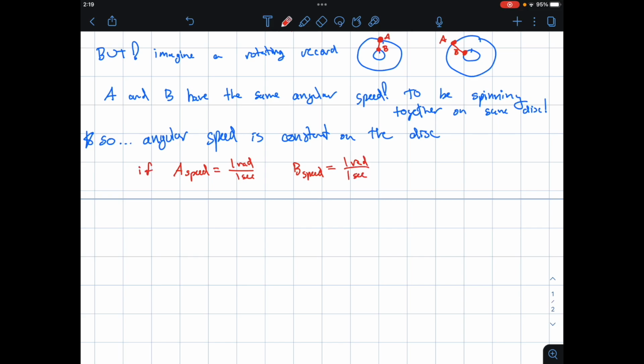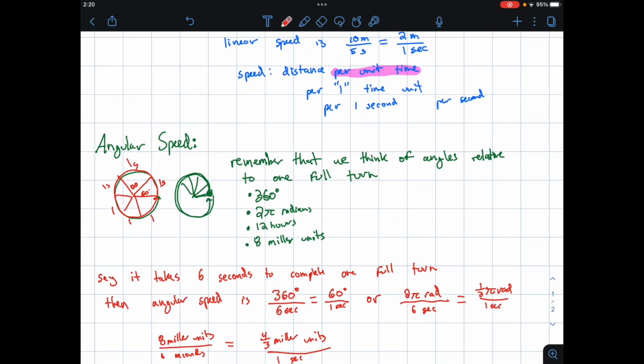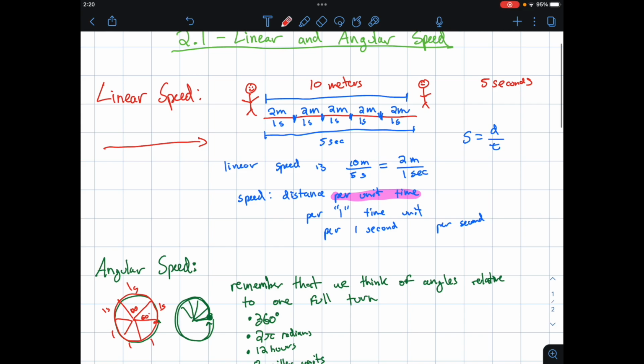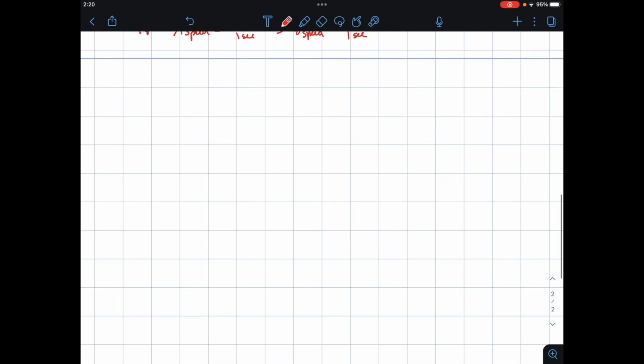Okay, so if A's speed is that, well, then B's speed would also have to be that. And if there's some point C, well, guess what C's speed is? 1 radian per 1 second. But where this will get a little bit interesting is in the relationship between angular speed and linear speed. So even though they might seem a little different, angular, we're going in a circle, linear speed, we're going in a straight line, there is a way to relate the two together.